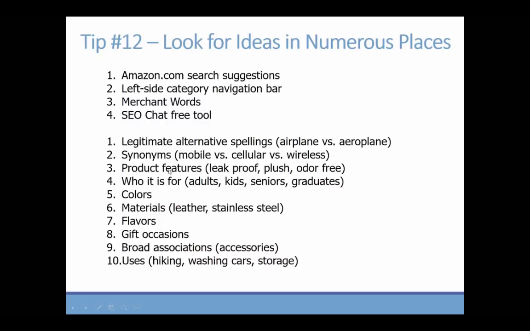You can possibly include product features. Look at the keywords you're researching and see if people are looking for leak-proof or plush, odor-free, things of that nature. Those could potentially make good search terms. Consider who it's for, who the target audience is: adults or kids or seniors, graduates, moms, dads, toddlers, whoever. Different colors could possibly make good search terms. The materials, leather, stainless steel, what have you, different flavors, gift occasions.